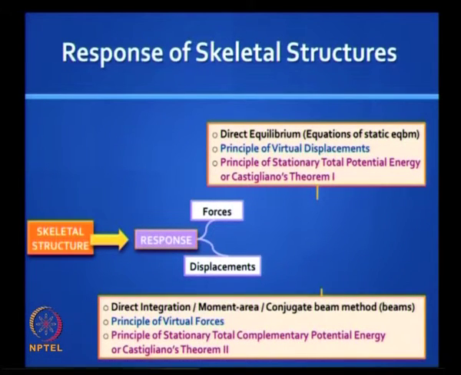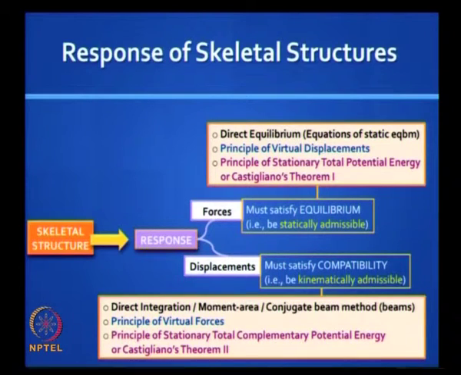Now if you look closely at the response of the structure, the force response and the displacement response, you will find that the correct force response must satisfy equilibrium, which means it must be statically admissible, and the displacement response must be compatible. That preserves the integrity of the structure. The elements are interconnected the way they are supposed to be. If the joints are rigid, then the angle between the connecting elements does not change.